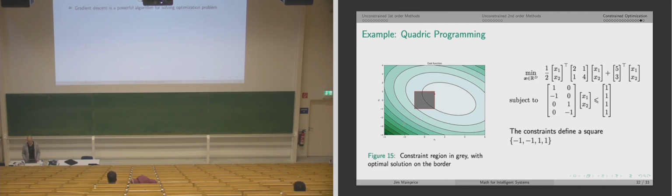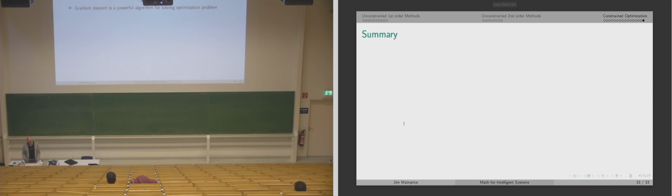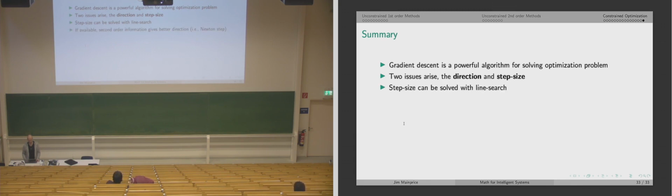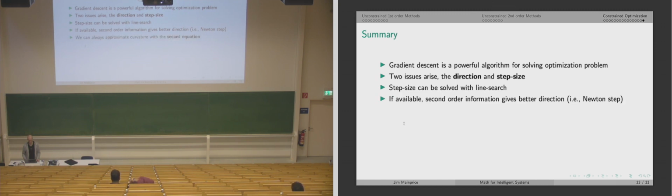Okay, so coordinate descent is a powerful algorithm for solving optimization problems. Basically, we have issues with the direction and the step size. We solve the direction using the gradient, and the step size using backtracking line search. If available, second-order information gives a much better direction. That's called a Newton step. And we can always approximate the curvature using the secant method, and that gives the class of BFGS methods, the quasi-Newton methods.